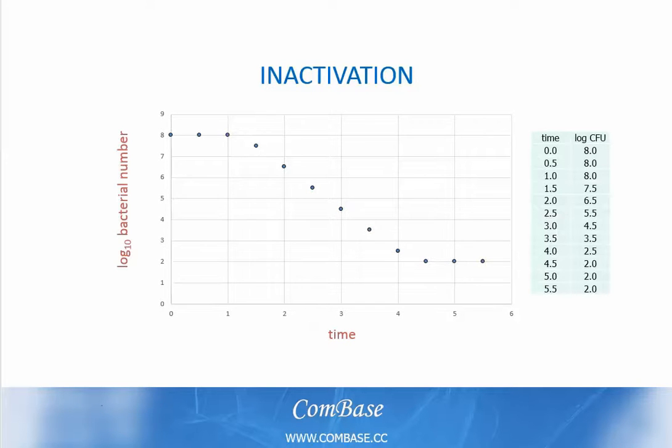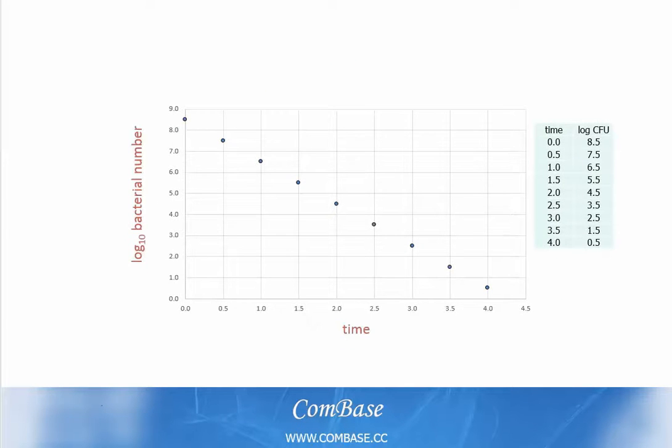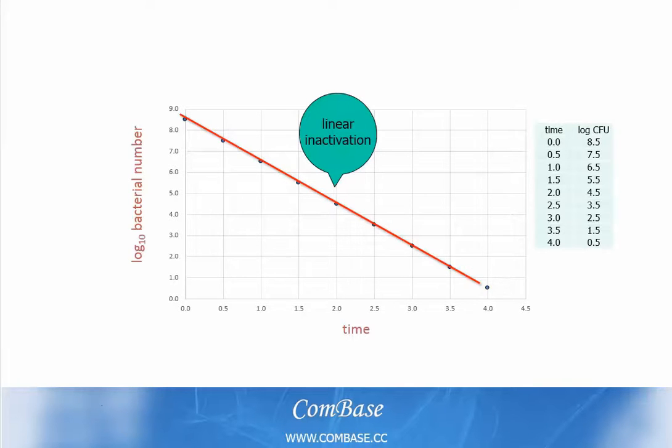In the case of bacterial inactivation, we can see different types of curves, which are the result of thermal and non-thermal forms of stress. A common profile of thermal stress is linear inactivation. In this instance, individual cells in the population die at a similar rate.